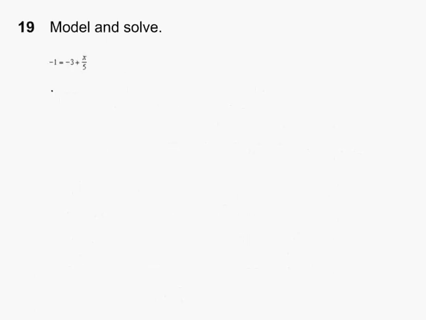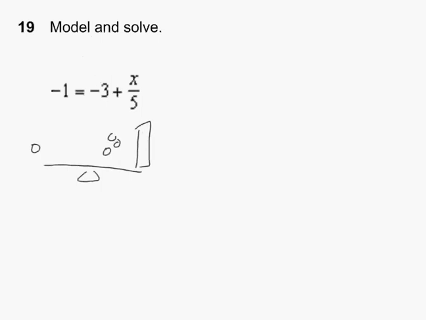Question 19, model and solve. We have a fractional coefficient. It's the only difference here. So we have negative 1, minus 3, and a fifth of x. So that would be a fifth of x. First thing I'm going to do is add 3 to both sides.